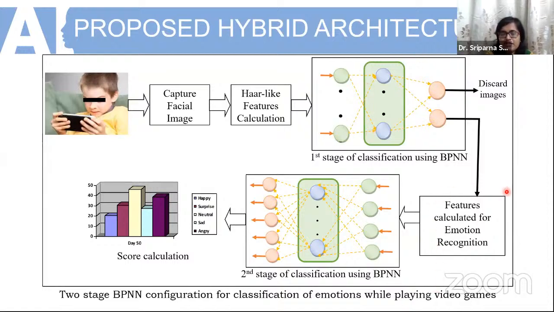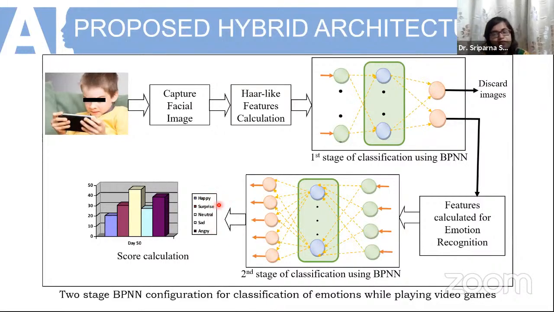After the images with facial expressions are separated from all the images captured by the front camera of the mobile, in the second stage of classification using the same algorithm, the BPNN, we need to identify the facial expression into 5 classes. Here you can check the classes are from positive emotions to negative emotions.